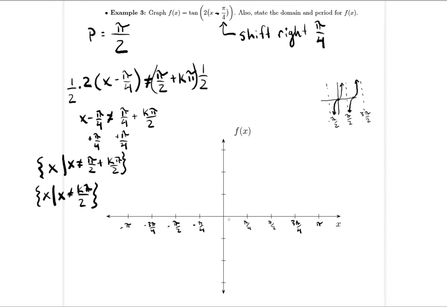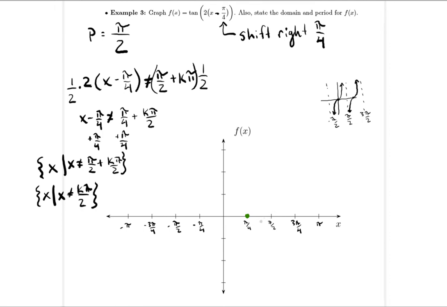Okay, so normally tangent is at y equals 0 when x equals 0. So now it's going to be shifted over to the right, pi over 4. Let me grab a different color here. Let's do green. So I'm going to put a dot right here at pi over 4.